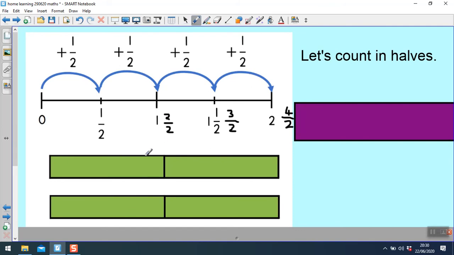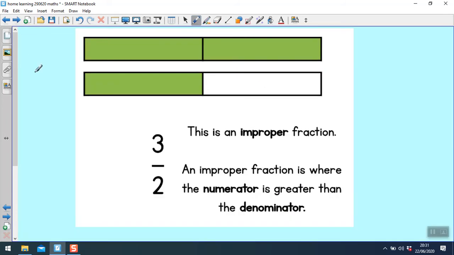And here we've got a half, add a half, add a half, add a half. 4 halves altogether, which is the same as 2 whole strips. This is an improper fraction. An improper fraction is where the numerator is greater than the denominator. So it's a fraction that's bigger than 1 that's not a whole number.